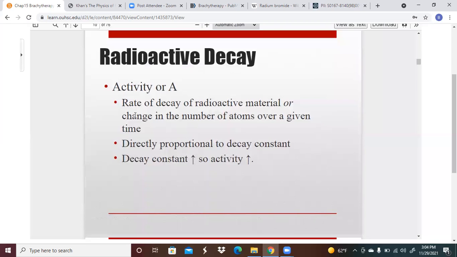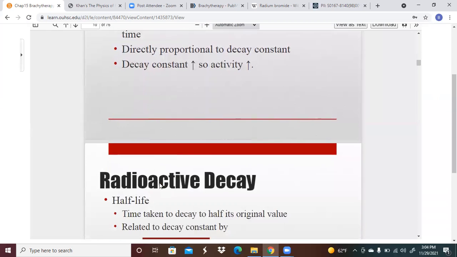The activity is going to be the rate of decay of radioactive material, or the change in the number of atoms over a given time. It is directly proportional to the decay constant. So as the decay constant increases, so does the activity.